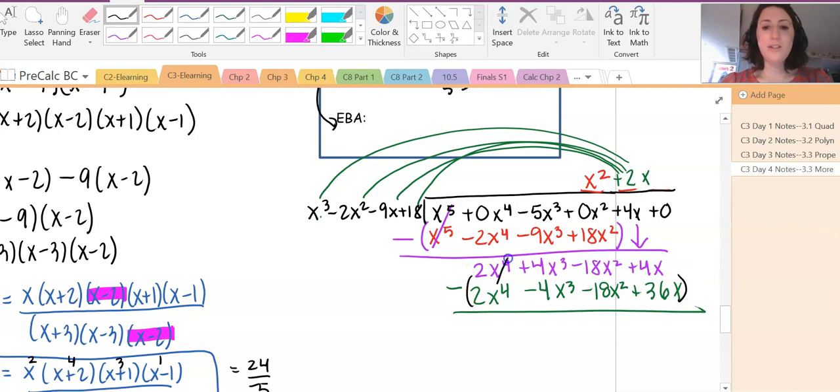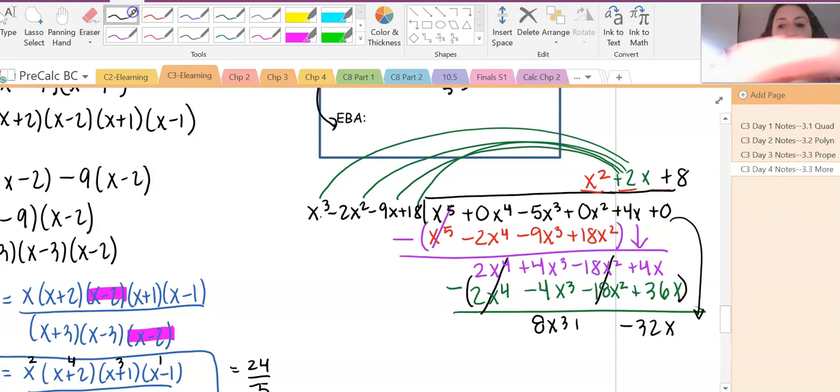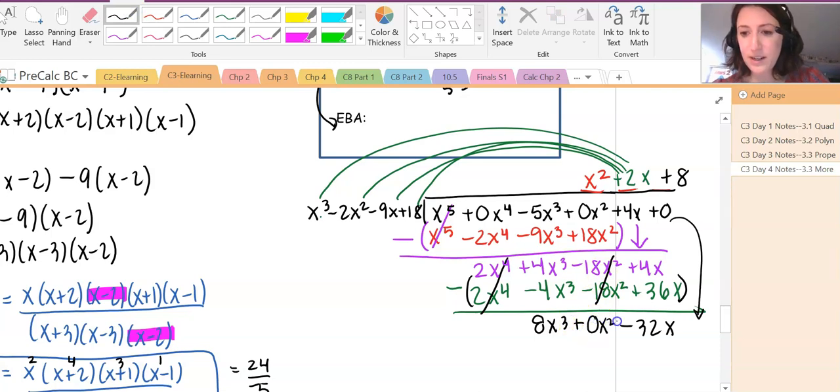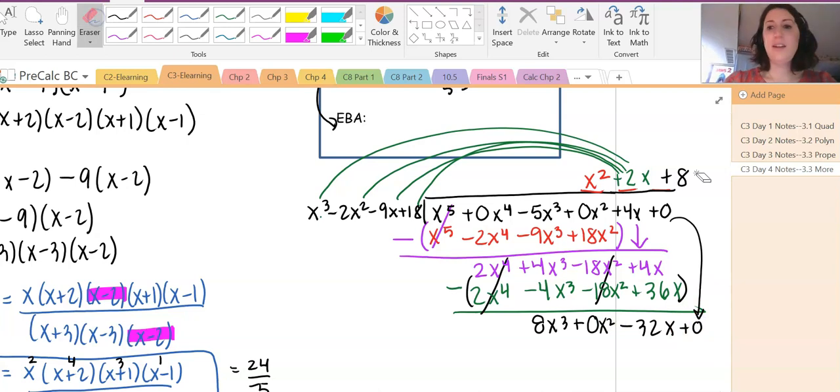Okay, 2 minus 2 cancels. 4 minus -4 is 8x cubed. -18 plus 18 cancels. 4 minus 36 is -32x. And actually, you'll see why, but bring down your 0x squared, and then you can bring down your plus 0 as well. And I'm jumping back in my video, so excuse that.